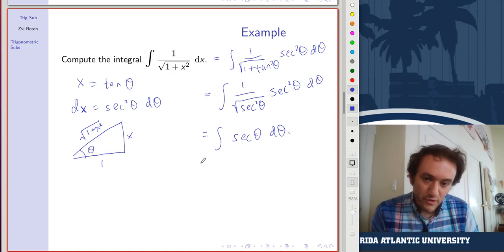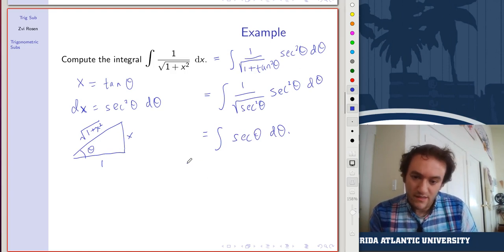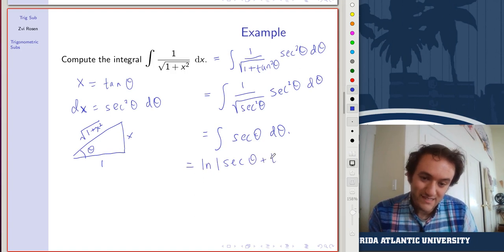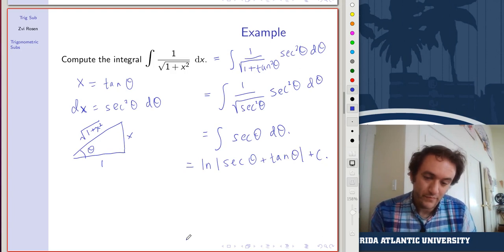You might remember from one of the previous lectures that the integral of secant theta is ln of secant theta plus tangent theta plus c.